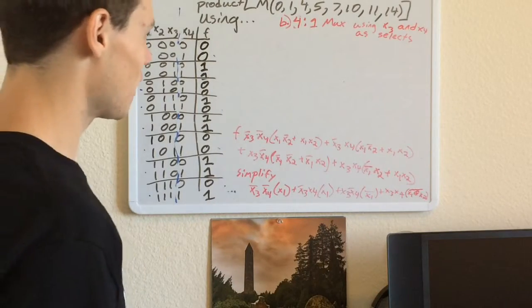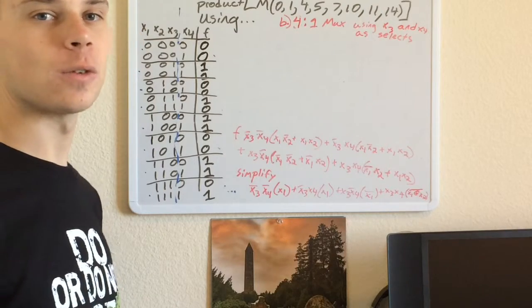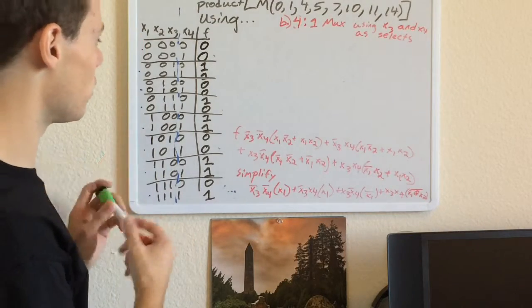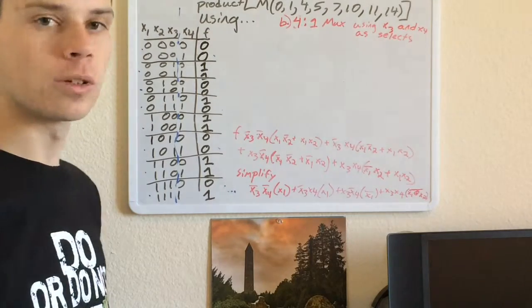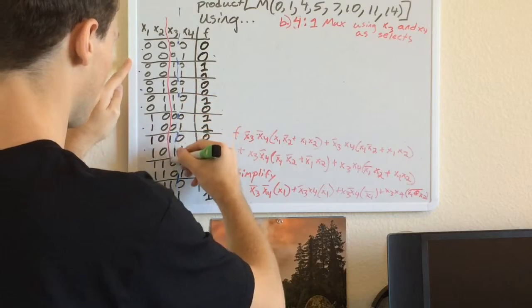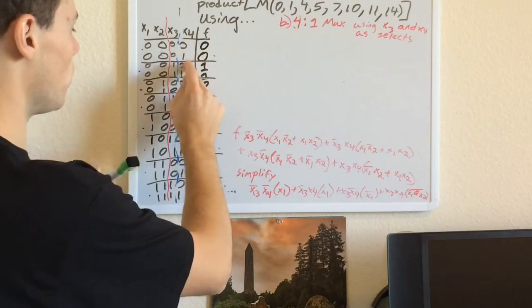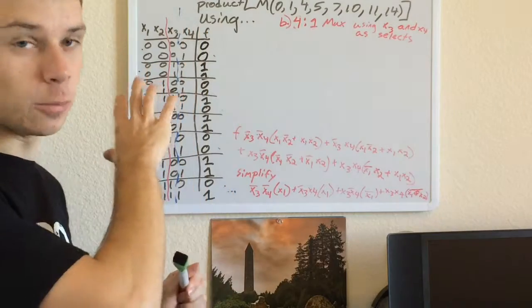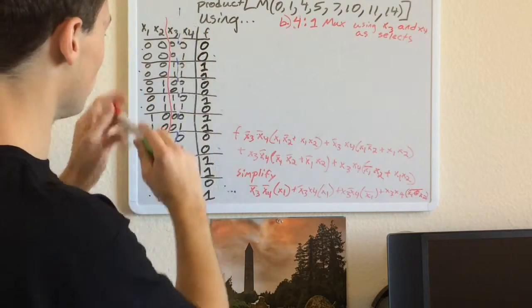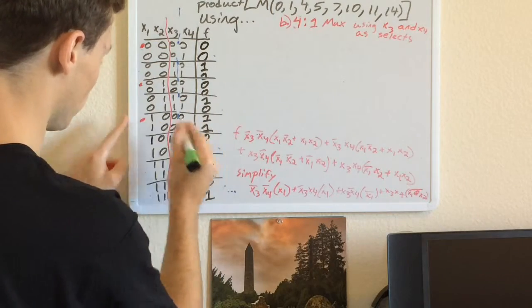Number 3, part B asks us to make a 4-to-1 mux using X3 and X4 as selects. So we're still going to need the same truth table here, but this time we're going to need to group the truth table differently. So we're going to need to split it in half. Everywhere we have 0, 0, 0, 1, 1, 0, or 1, 1, those are going to be grouped together in X3 and X4. Right here we have 0, 0, so that's going to be in the group 0, 0, another 0, 0, and the final one down here.